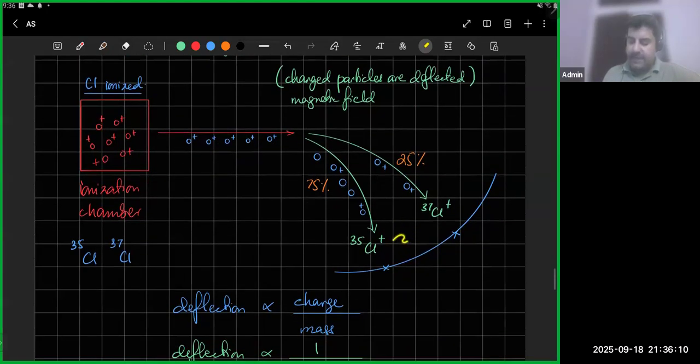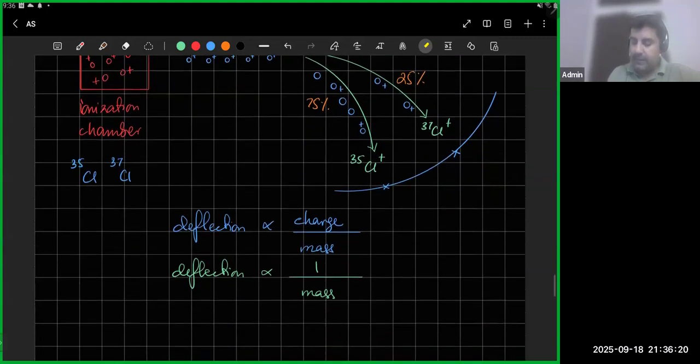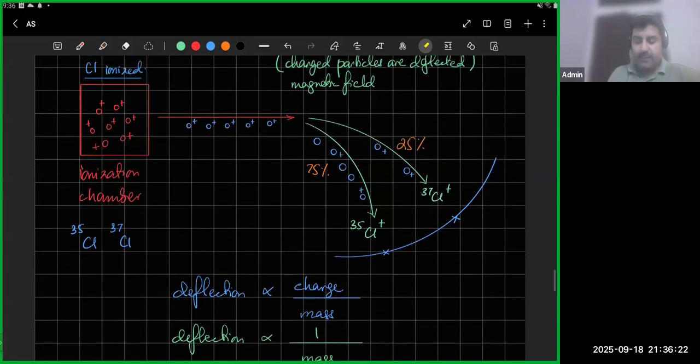Now, since not all the Cl atoms have the same mass, they could have a mass of 37. They could also have a mass of 35 as well. So some of them could be lighter, some of them could be heavier. So the lighter ones will be deflected more, and the heavier isotopes of Cl will be deflected less. So the deflection of the particles would be proportional to the charge of the particle, which is normally always +1, and inversely proportional to the mass of the particle.